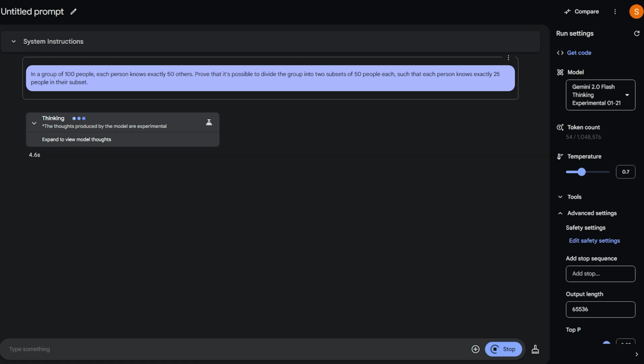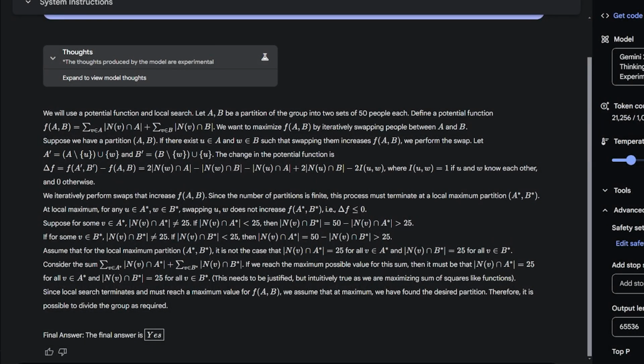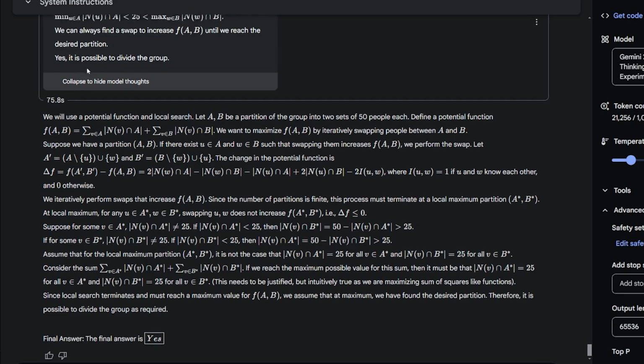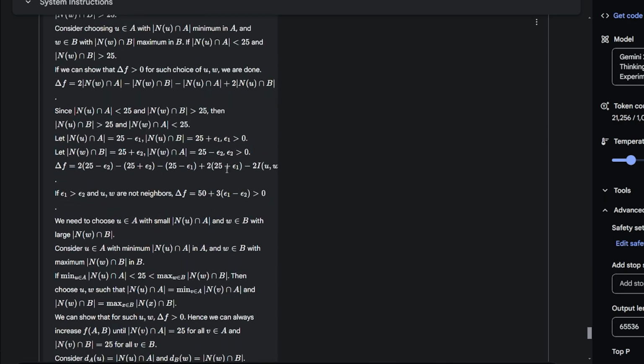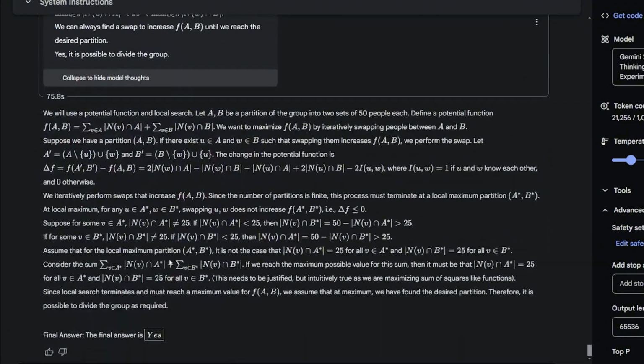For the next question: in a group of 100 people, each person knows exactly 50 others. Prove that it's possible to divide the group into two subsets of 50 people each, such that each person knows exactly 25 people in their subset. To be honest, I didn't know this question was so hard, because Gemini went on to write some inhuman text that I don't know how to read, and it's very long, and it didn't explain exactly what is going on in the answer. All I see is a bunch of algebra and mathematics, and the final answer is yes.